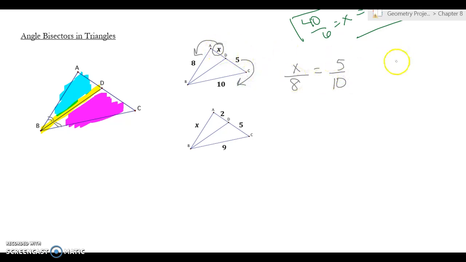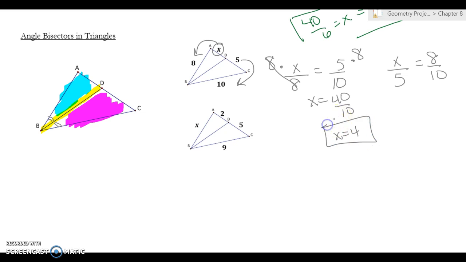You also could have set it up x over 5, so top triangle over bottom one, and then you'd have to go back to that and do 8 over 10. There's a couple different ways to set that up, but you just have to make sure that they're in the same location. So I'm going to solve this one. I'm going to divide by 8. I'm going to get rid of the divide by 8 by multiplying by 8. And so I get x is 40 over 10. So I get x is 4.